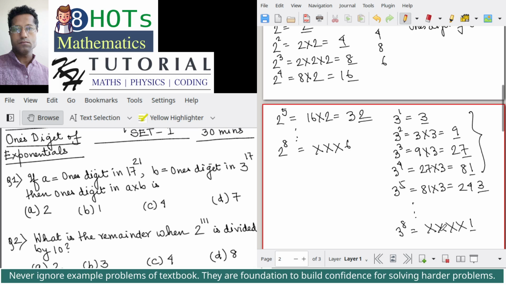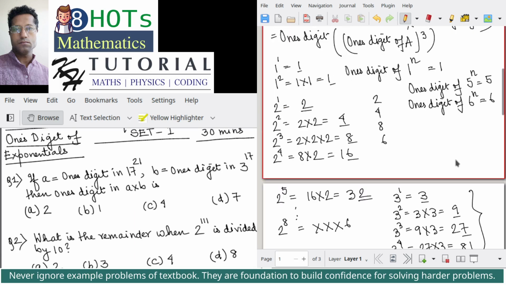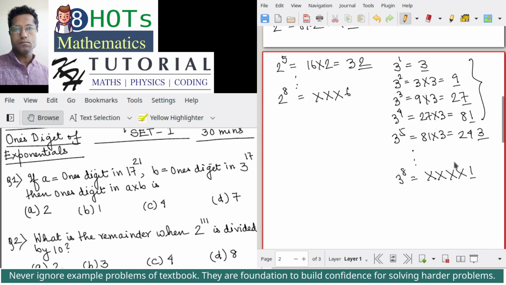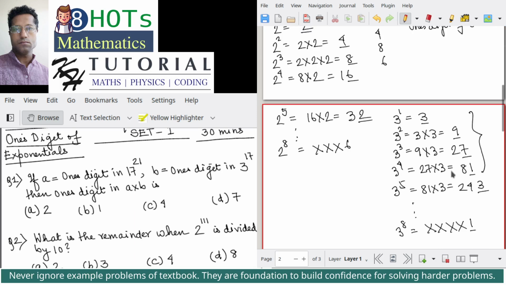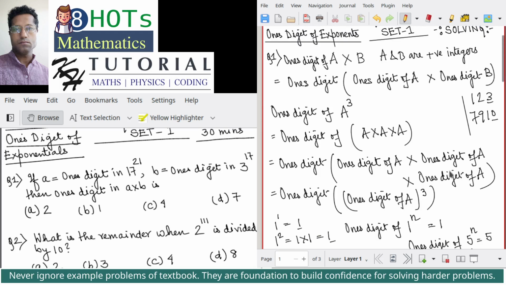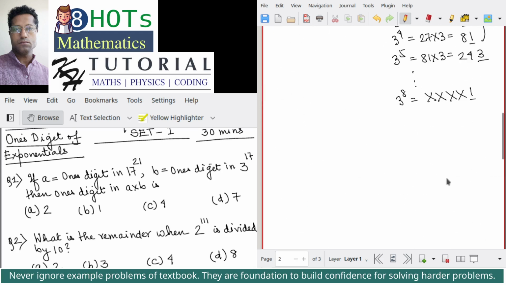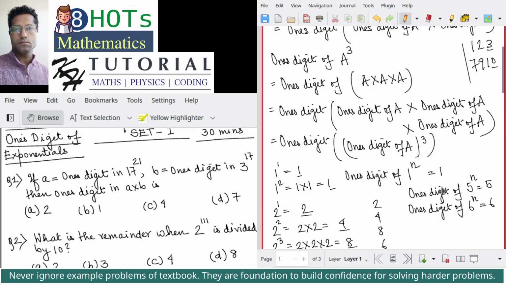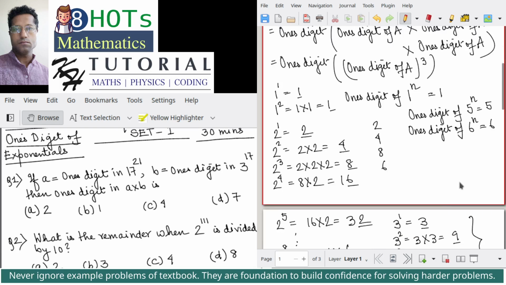Okay, so now let's see. Other digits like 4, 7 and 9, they also follow some pattern. I will discuss them while I solve the problem. So this was a little conceptual background: how do we find the ones digit of a product of some numbers, or in general the ones digit of an exponential term.